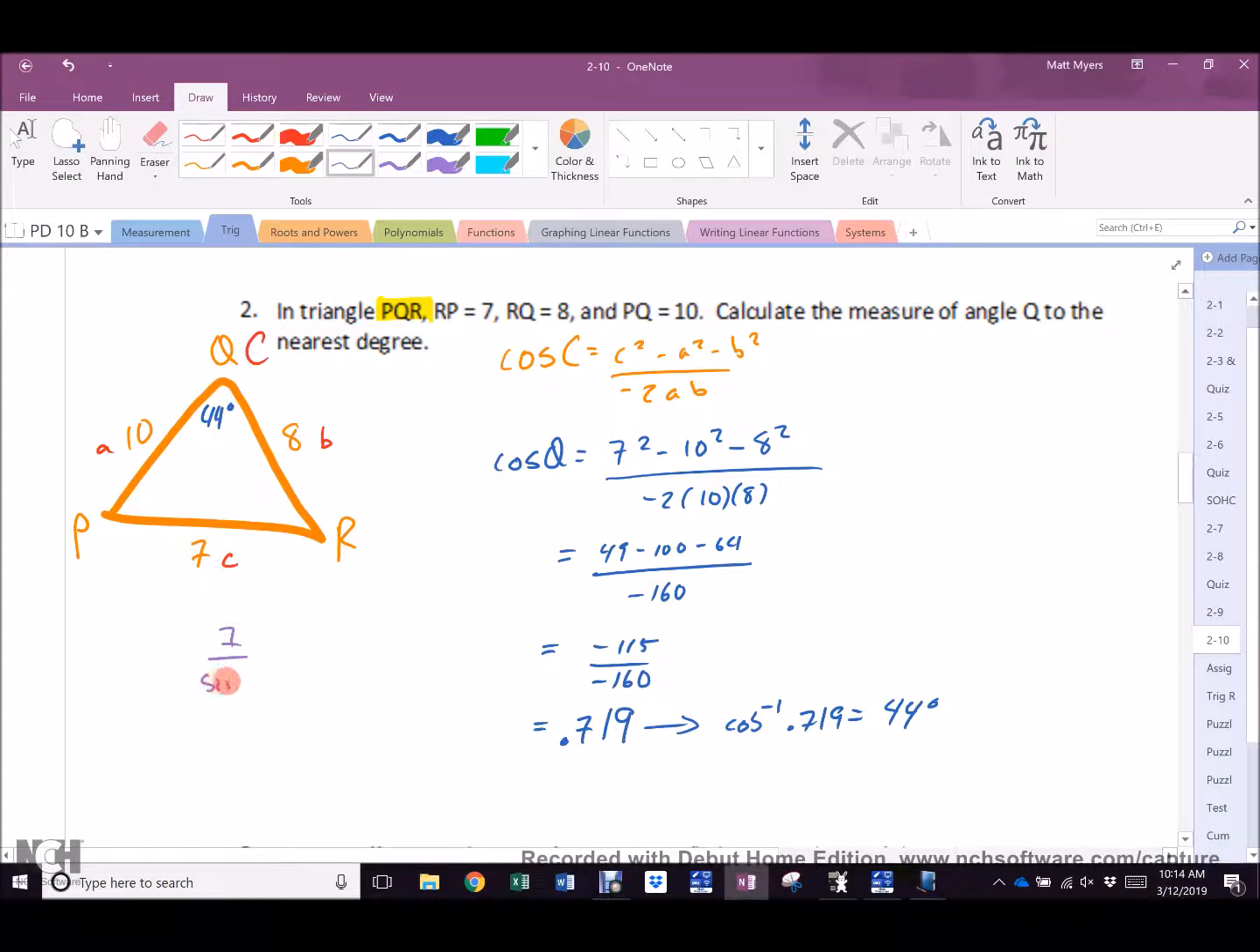7 over sine 44 equals 8 over sine P, which equals 10 over sine R. Right? Sine R equals 10 sine 44 over 7. Sine P equals 8 sine 44 over 7. R equals, P equals.